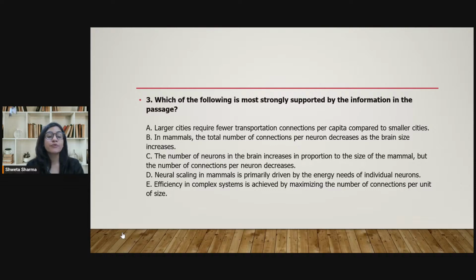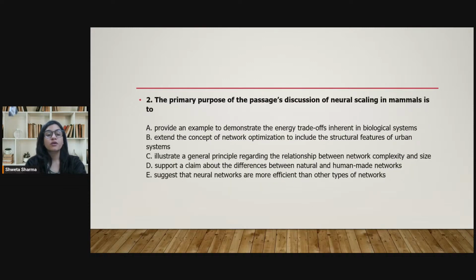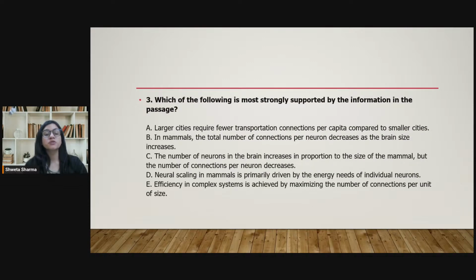Don't you think? It gives you an example of an elephant, right? Here in the last sentence of the paragraph, while a mouse brain is densely interconnected, an elephant's brain compensates for its vast size by fewer connections per neuron. So now if you look at option number C, the number of neurons in the brain increases in proportion to the size of the mammal, but the number of connections per neuron decreases. Don't you think this supports the information given in the passage? So the answer should be option number C for this question, right?